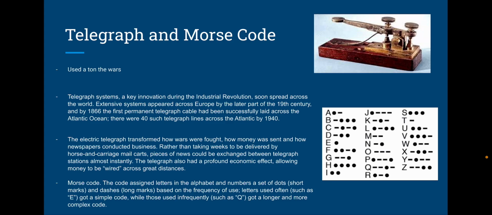Morse code was a code that assigned letters in the alphabet and numbers a set of dots, or short marks, and dashes, which were long marks, based on the frequency of use. Letters used often, such as E, got a simple code, while those used infrequently, or not as often, such as Q, got a longer and more complex code.